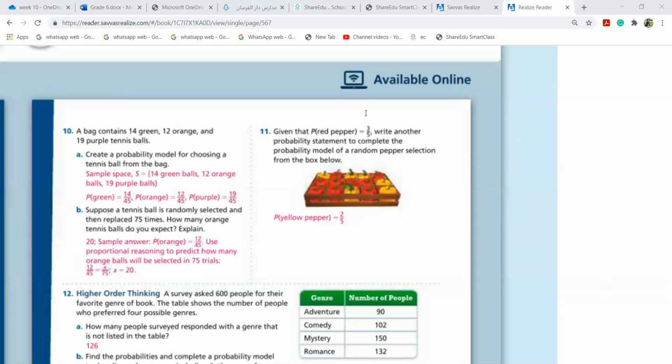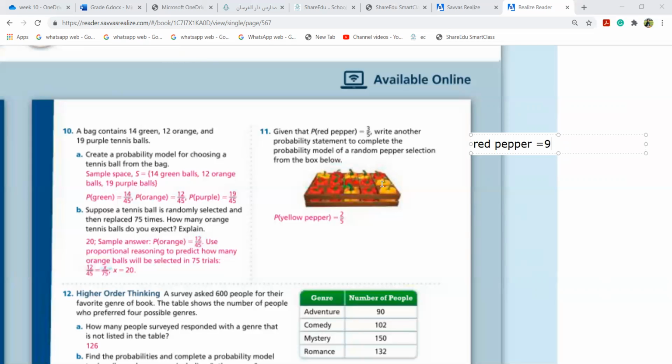Okay, it's given that. A statement to complete the probability model of random pepper selection from the box below. Now, when I say 3 out of 5, how many total red pepper do you see, girls? Count red pepper. How many red pepper do you see in the picture? 9. Okay, let me write here. The red pepper. Okay, red pepper is red pepper. There are 9 you're saying, okay? Let me count. 1, 2, 3, 4, 5, 6, 7, 8, 9.